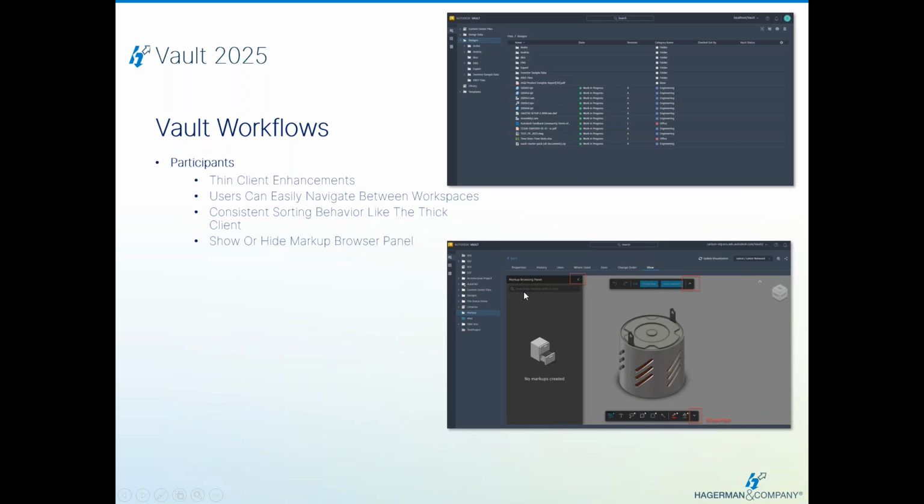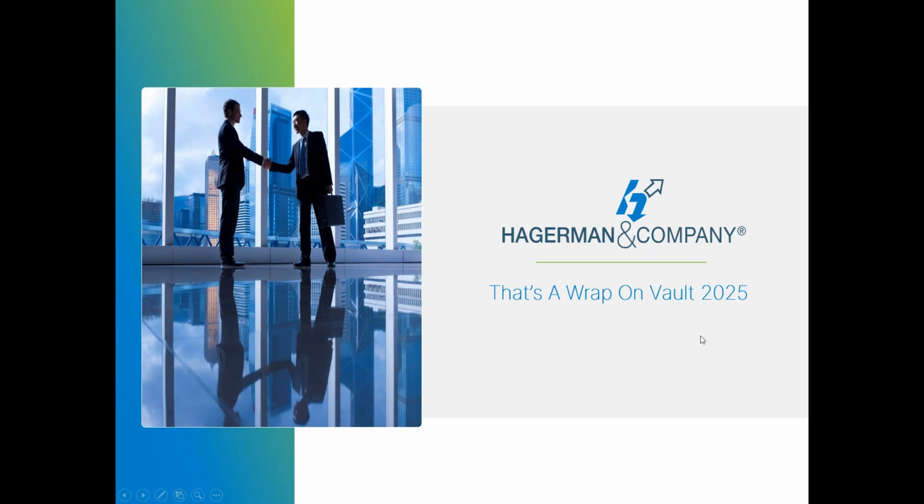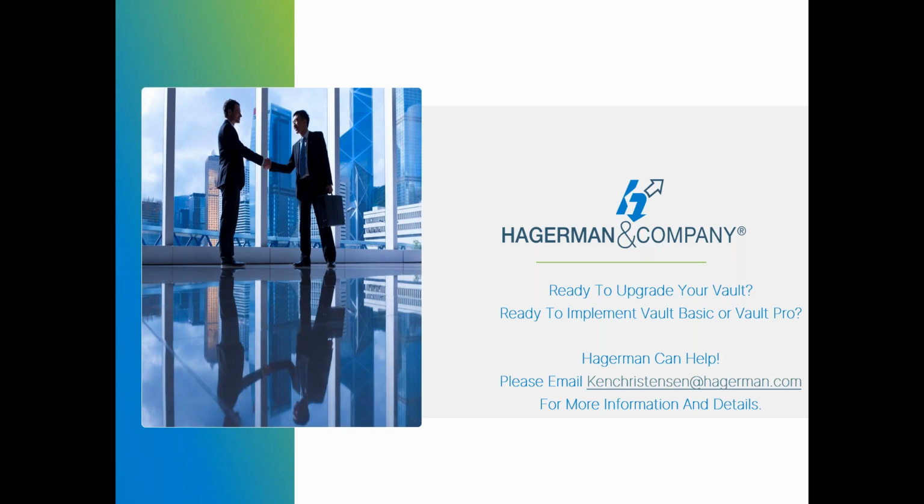So thin client enhancements, working between the workspaces, consistent sorting behavior of our components, moving our markup panels around, our measure panels, hiding those, keeping those on the screen, just collapsing and bringing those back up. And that is a highlight, a quick overview of the Inventor 2025 and the Vault 2025 softwares. So that's a wrap for our 2025 content there.